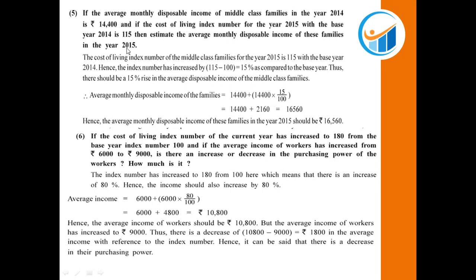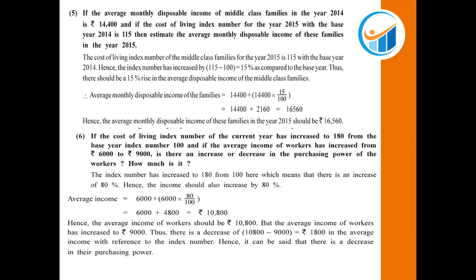What we can say here, students, whenever base year index was 100, at that time your income will be 14,400. Then if your index number will be 115, then what will be the income? On that basis you can solve the sum. What you have to do, 14,400 into 115 divided by 100, you get the direct answer, average monthly disposable income of families in the year 2015. Directly you get this answer, 16560. Now the same sum according to the method of the textbook we solve.